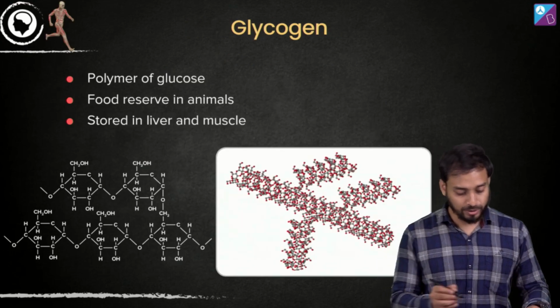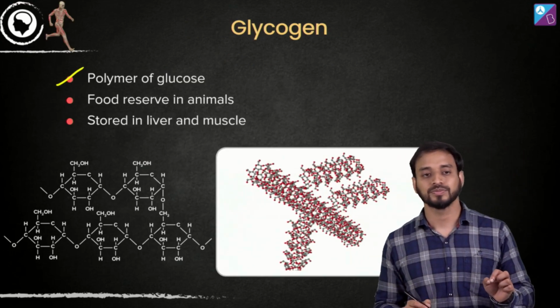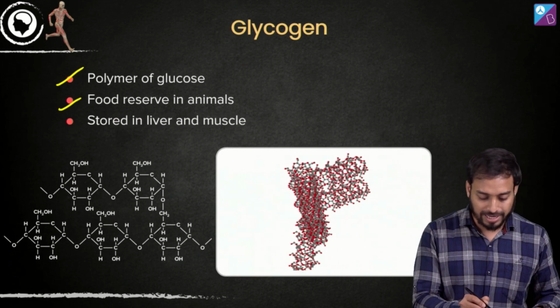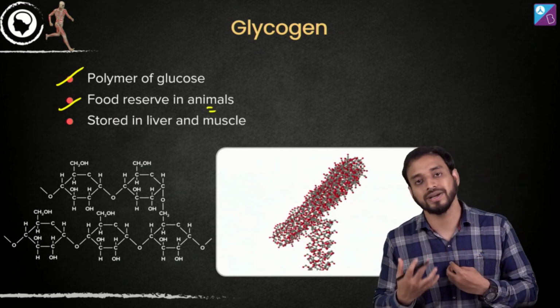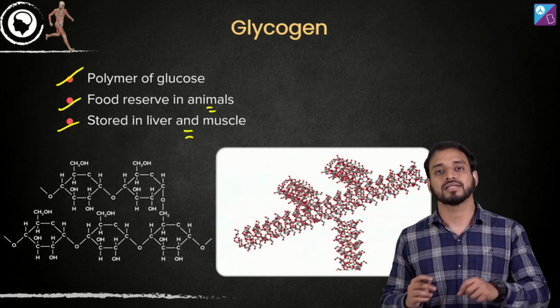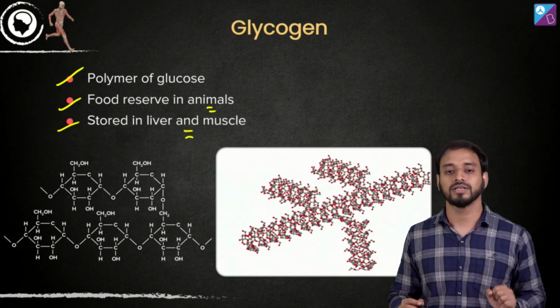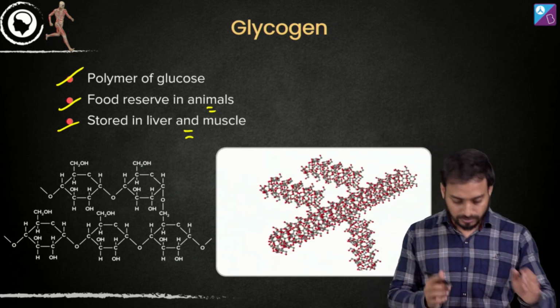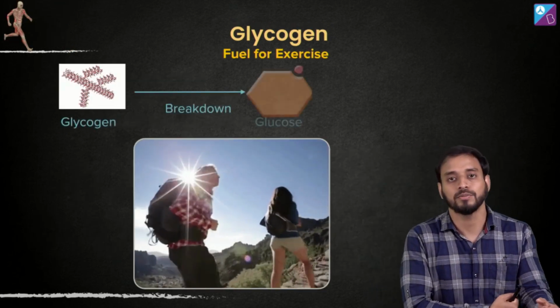Glycogen is a polymer of glucose. Okay. This is the food reserve in animals. हमारे शरीर में glycogen के form में excess glucose store होते हैं. This is stored in the liver and the muscles. Glycogen is stored in the liver and muscles. Okay. Now, अब देखते हैं कहानी कहाँ पहुँचते हैं.